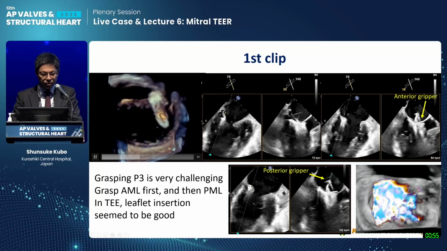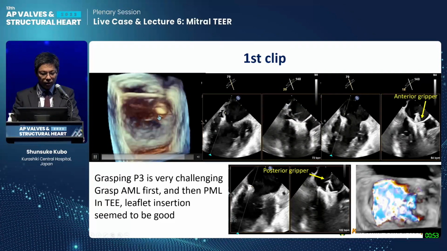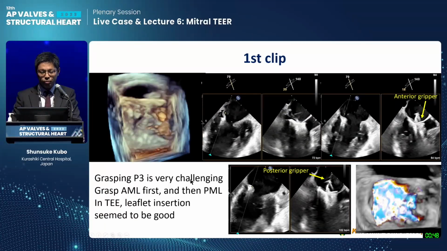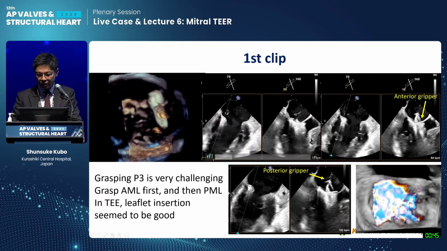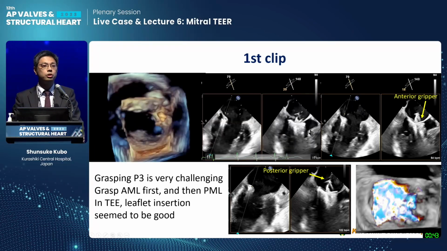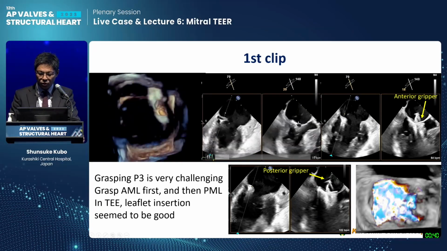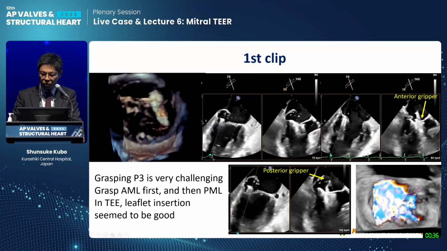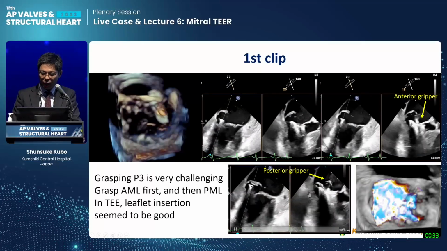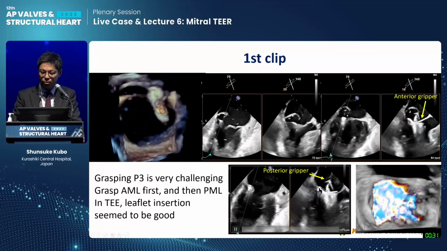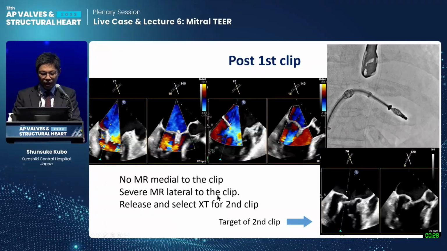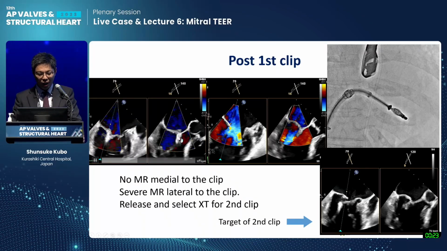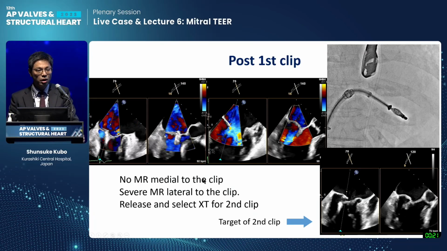This is the first clip. So grasping, this is the orientation. Orientation seems to be good, but the grasping of the P3 is very challenging. So we use the control grip activation system. So we put the anterior gripper first, and then we put the posterior gripper like this. As you can see, the leaflet insertion seems to be good. So we close the grip. Even after closing the grip, there is still a severe MR, but the flail gap was improved.